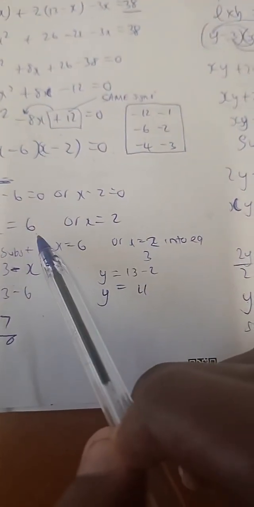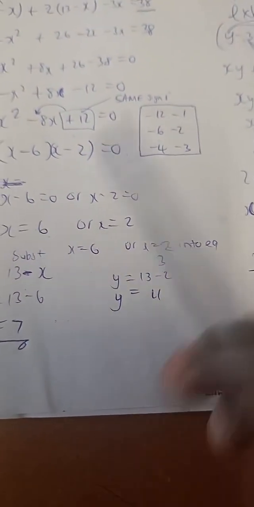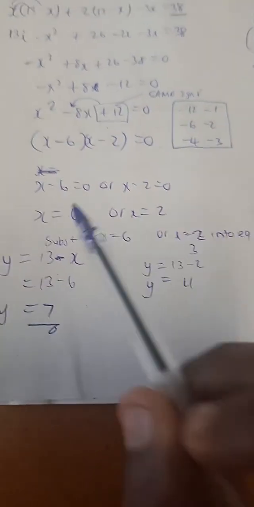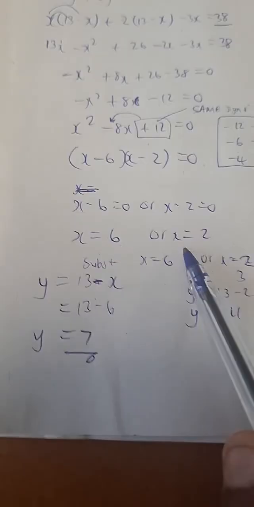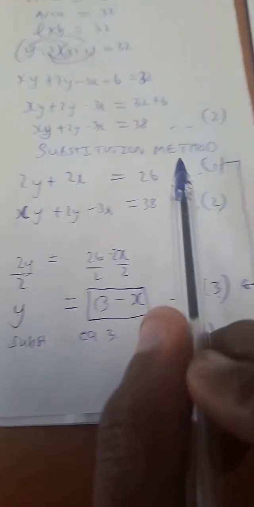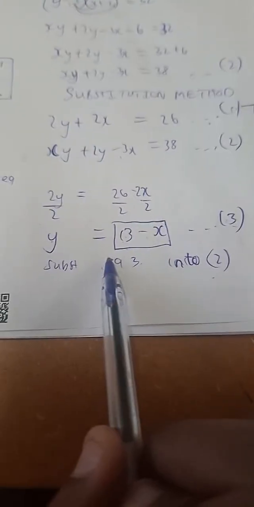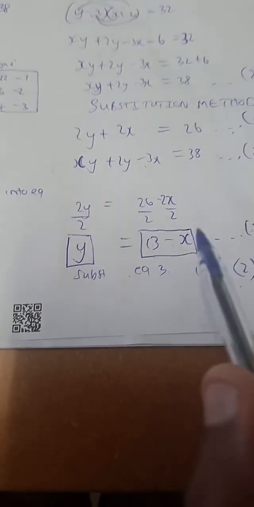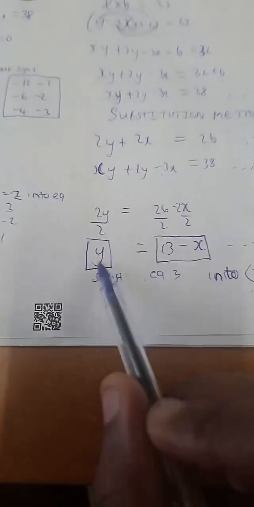And then zero factor law, then my values of x. X is equal to 6 or x is equal to 2. I take these x values, I go where? To equation 3. Equation 1 was manipulated and made to become equation 3. This here says, I am ready. Y is like, I am waiting. Go and solve for x. I am waiting so that you can get my values.